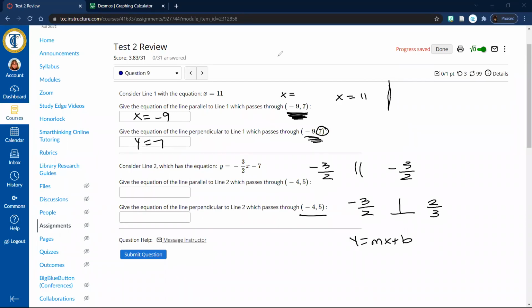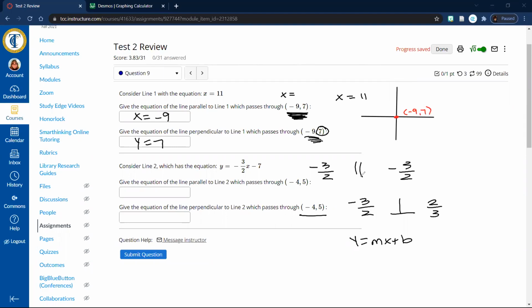Wow, that was not straight whatsoever. Let me try that again. This is a vertical line that passes through the point -9,7. If we want a horizontal line to pass through that point, then it's got to be using the same value, right? All right.